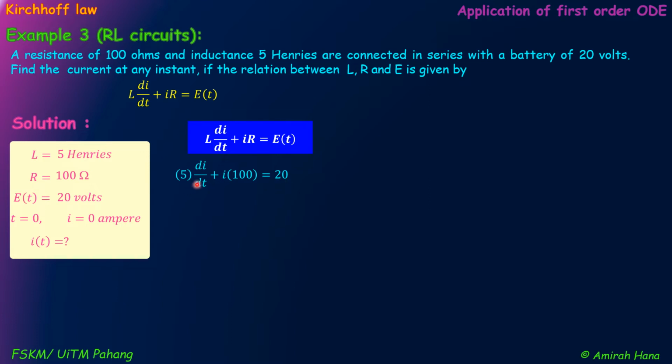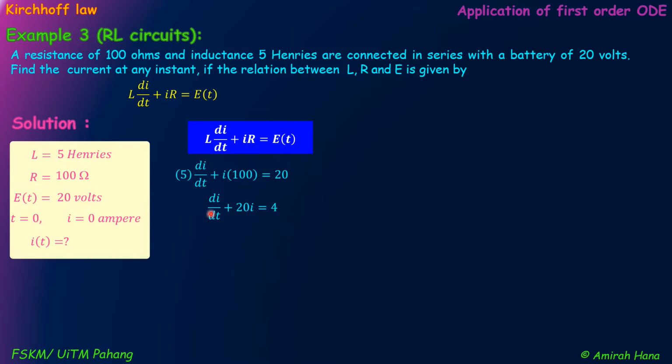After that, we need to write the coefficient of di over dt equals positive 1. To do that, we need to divide each term by 5. So after we divide each term by 5, we got di over dt plus 100 divided by 5 times I equals 20 divided by 5, which equals 4.